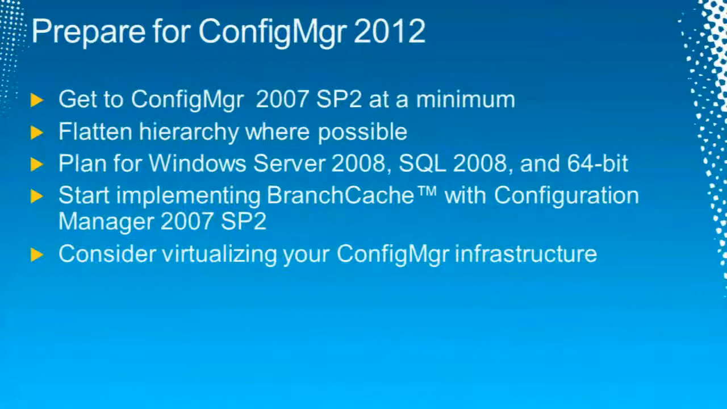Okay, here's my 2 slides on preparing. Get to ConfigMan 2007 SP2. You've got to be there, and not really as a minimum, that's where you have to be. There's no SP3. Flatten your hierarchy, so start flattening your hierarchy. Get your new hardware, Windows Server 2008, probably R2, 64-bit, SQL 2008, 64-bit. Look at BranchCache in those remote scenarios where you've got plenty of bandwidth. And then consider virtualizing your infrastructure.